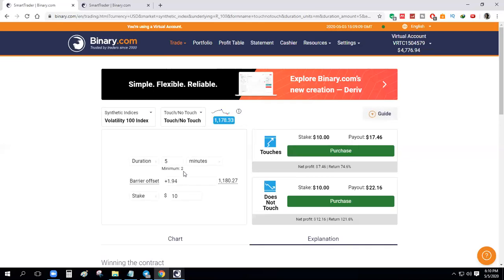Okay. Now, these are some of the important things I would like you to take note of because number one, you need to be aware of the duration your trade is going to take. This is the expiry time. And I'm doing minutes for me. You can do hours if you want. Now, another important thing is the barrier offset. Barrier offset is the entry price.